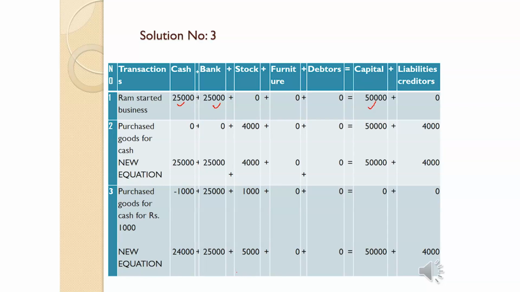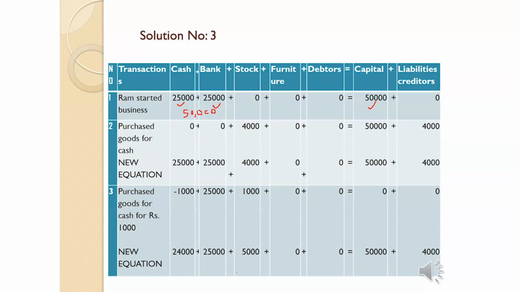The cash is 25,000. Bank balance 25,000. So 25,000 plus 25,000, 50,000, is equal to capital amount, which is also 50,000. So the accounting equation should be proved here. So 50,000, here also 50,000. So the accounting equation should be equal here.